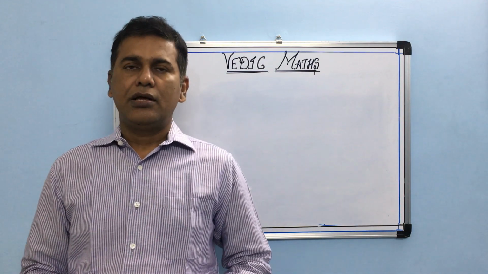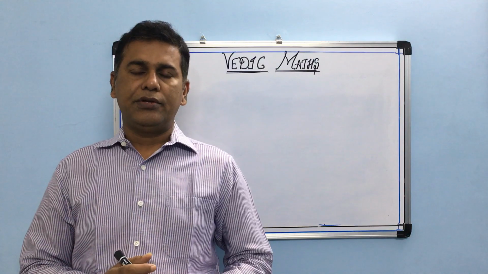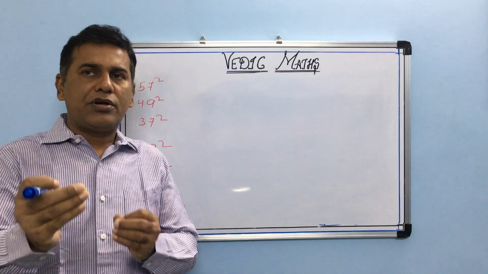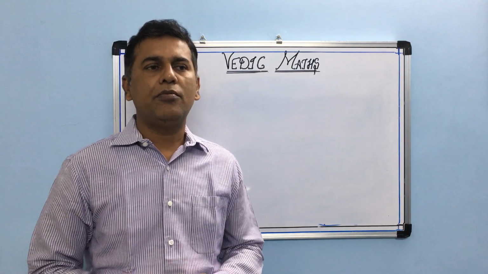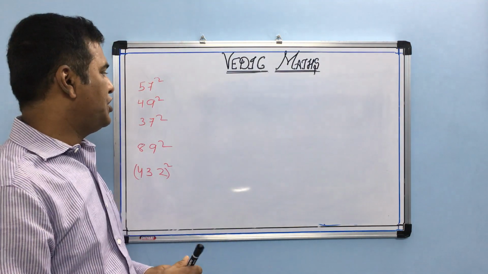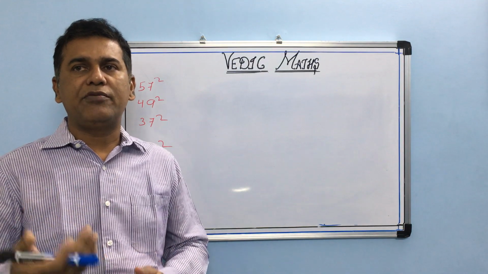Today we will learn how to find the square within a very short time. Hardly it will take 5 seconds. Square up any 2-digit number, or any 3-digit number, or 4-digit number, or 5-digit number. The process is the same.